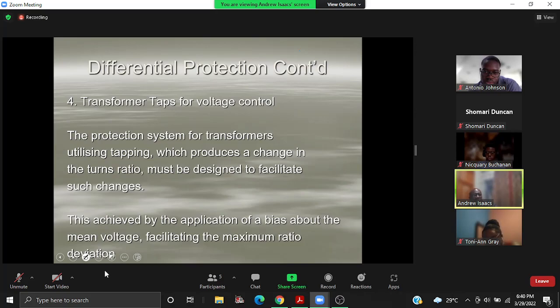So there would not be a strict adherence to one-on-one matching on either side. You would have the bias coils which would allow that variation about the mean voltage.